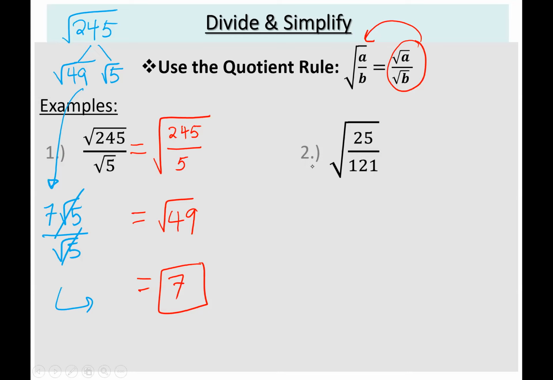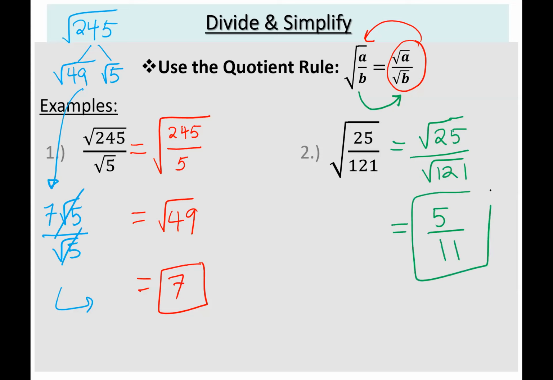Okay, let's look at number 2. This one is different. This one is a square root, and under the whole square root is one single fraction, 25 over 121. We have talked about this already, but that's good to review. We're using the quotient rule in the original direction, which says we can split this apart into the square root of the numerator over the square root of the denominator. So it's the square root of 25 over the square root of 121. The square root of 25 is 5. The square root of 121 is 11. So our final answer is 5 over 11.